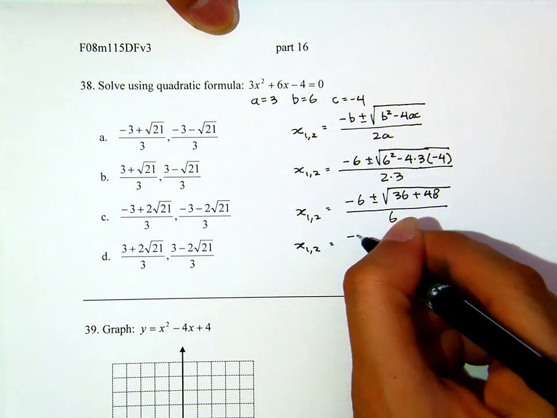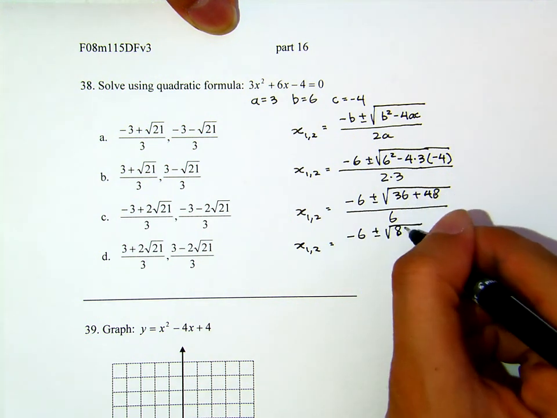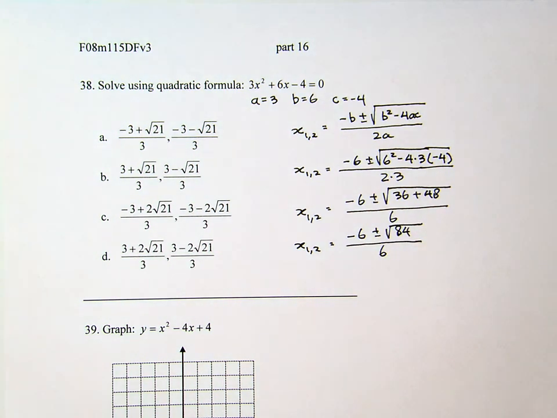x1,2 equals -6 plus minus square root of 84 over 6. Now from here I will need to simplify. 84 is a multiple of... is it a multiple? Of course it's a multiple of 4. Is it a multiple of 16? No, it's not a multiple of 16. Yeah, it's a multiple of 4 only.